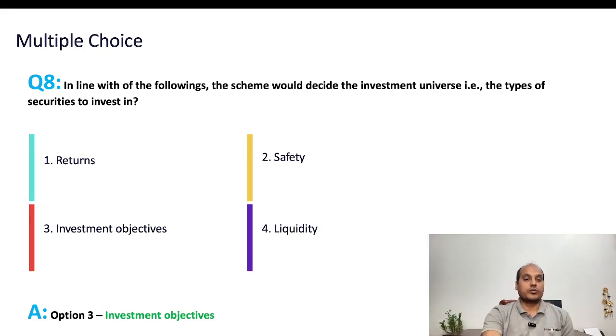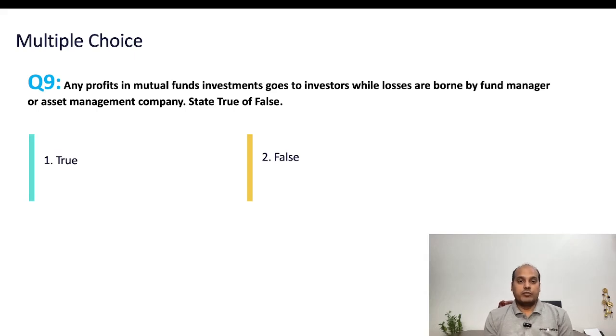But who decides where the money, which type of security, has to be invested in? It is the investment objective. Any profits in mutual fund investment go to the investor while losses are borne by the fund manager or AMC. Straight true or false? It's false, because whether it's a profit or loss by mutual fund investment, it is borne by the investor itself. It is not borne by the fund manager.